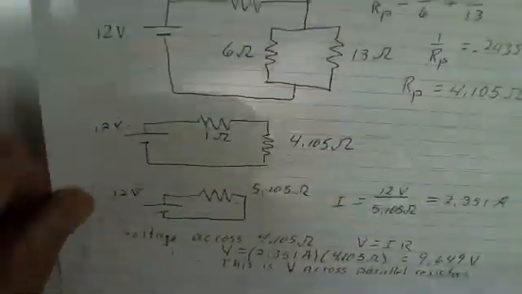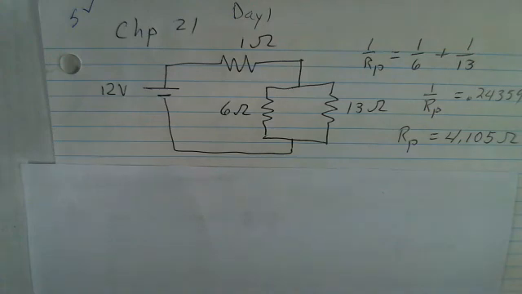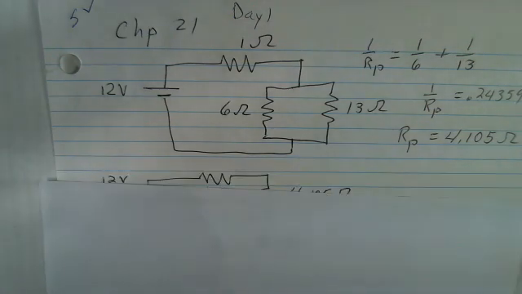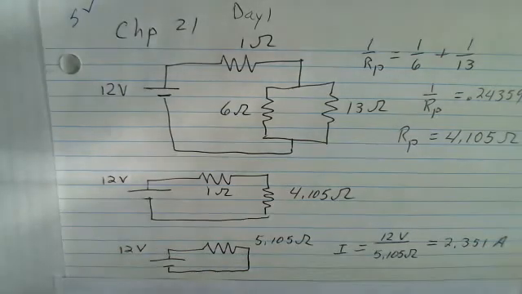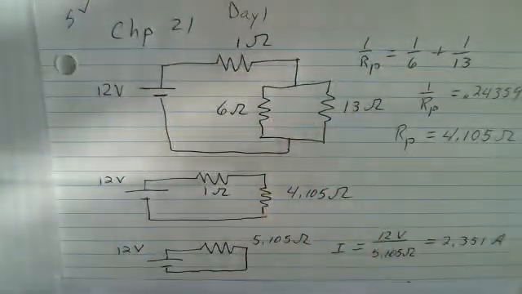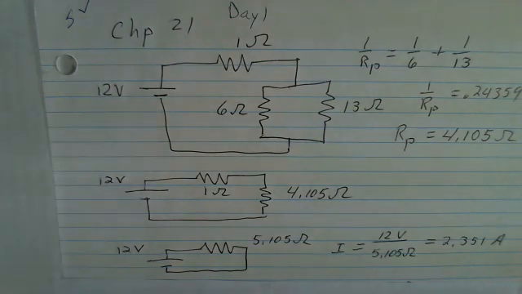We've simplified the circuit down to a single resistor, calculated the current coming out of the battery, and then worked our way back to find the voltage across each element of the parallel combination and find the currents going through those. Then P equals I times V gives us the power.